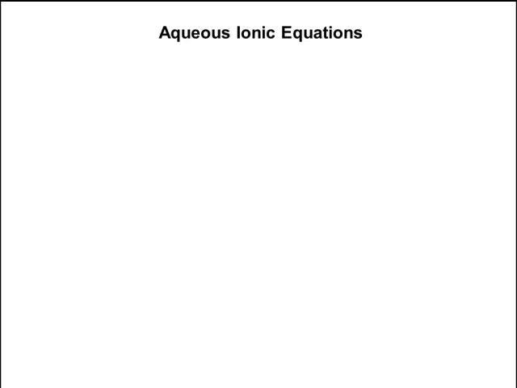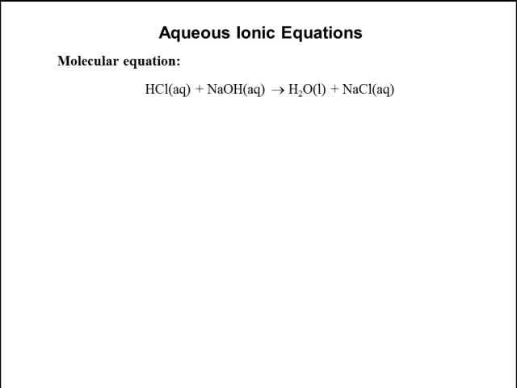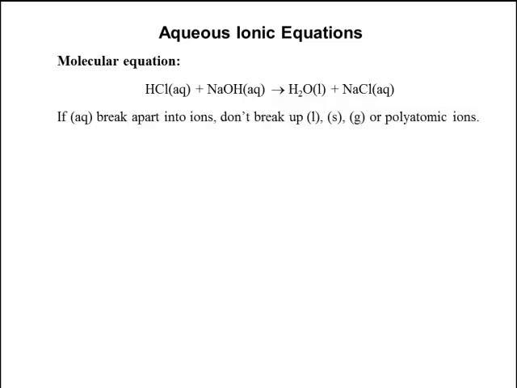With ionic equations, we're going to start with first having a molecular equation. Molecular equation is exactly the type of equation we've been talking about before. It has everything combined together, shows all the phases, it's properly balanced. But what we can do is look in this solution to see what actual chemical reaction is going on. And to do that, we're going to take everything that's aqueous and break it up into its ions. We are not going to break up anything that's listed as liquid, solid, or gas. And we're not going to break up any polyatomic ions.